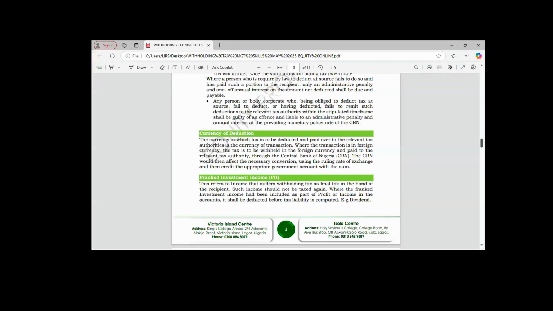An example of franked investment income is dividend. For a non-resident, we have dividend, interest, and royalty, but for a resident, a good example is dividend, which is a franked investment income.